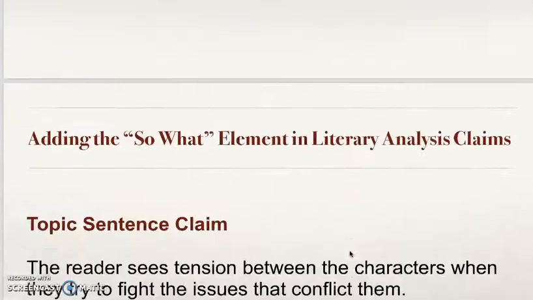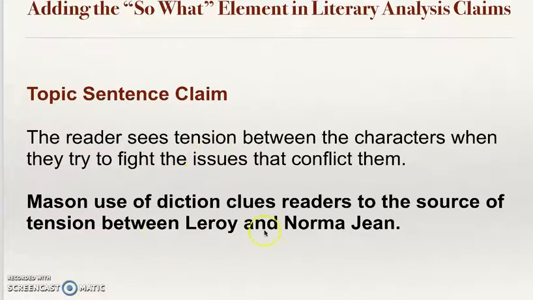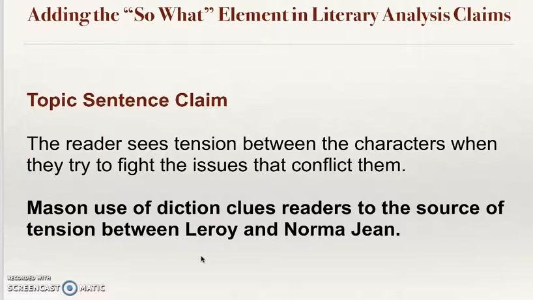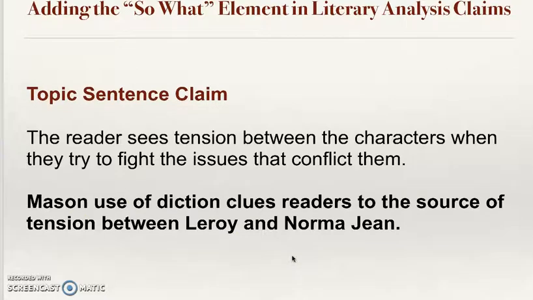So to revise that one, here is the original. And I brought in our literary device here so we can really understand how those literary devices create meaning. "Mason's use of diction clues readers to the source of tension between Leroy and Norma Jean." So there we have a stronger argument in which this paragraph would talk about how Mason is using diction in very subtle ways to show us what is that tension between Leroy and Norma Jean. So this would make a much stronger analytical paragraph.